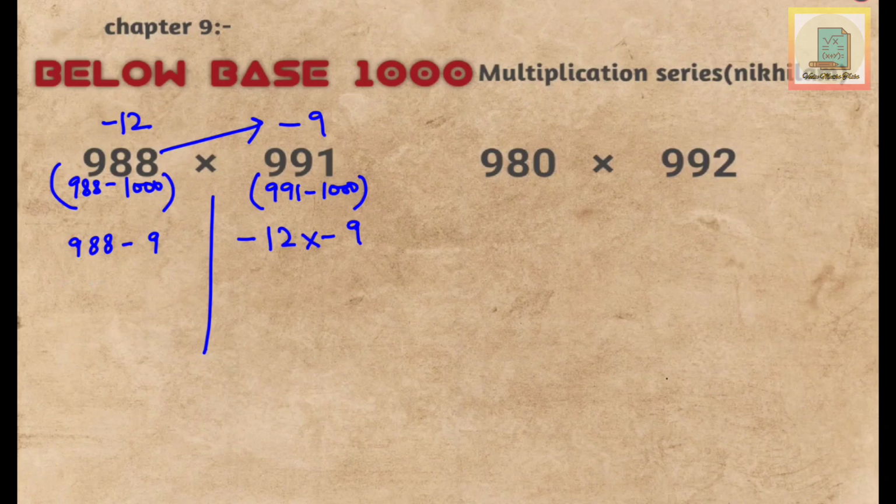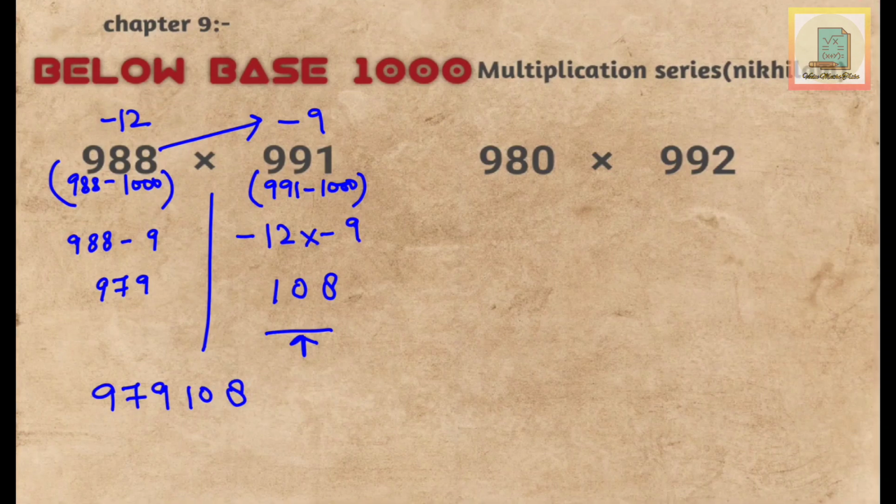Now here the answer will be 988 minus 9 gives you 979, and minus 12 multiplied by minus 9 gives you plus 108. So now we already have 3 digits in the second partition, so we don't need to add any 0 before the number. So our final answer will be 979108. Now let's understand the next question, which is 980 multiplied by 992.